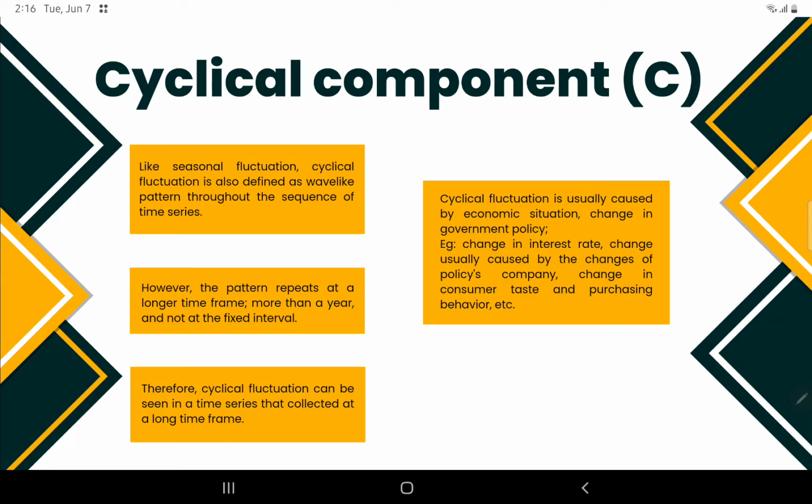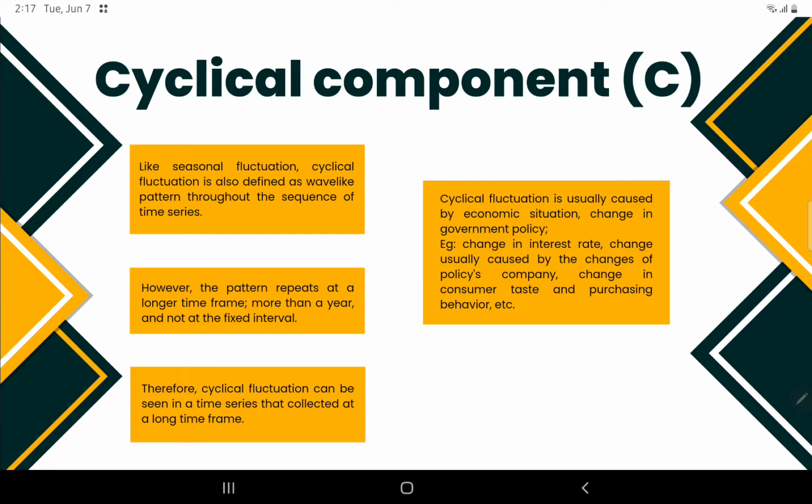Okay, cyclical fluctuation is usually caused by economic situation. Okay, change in government policy. Okay, kalau yang tadi seasonal variation biasanya dia akan berubah disebabkan season lah, sama ada summer, winter ataupun musim haji, musim hujan. Okay, tapi cyclical component always caused by economic situation, keadaan ekonomi ni kita tak tahu kan bila masa dia akan turun, bila masa dia naik.